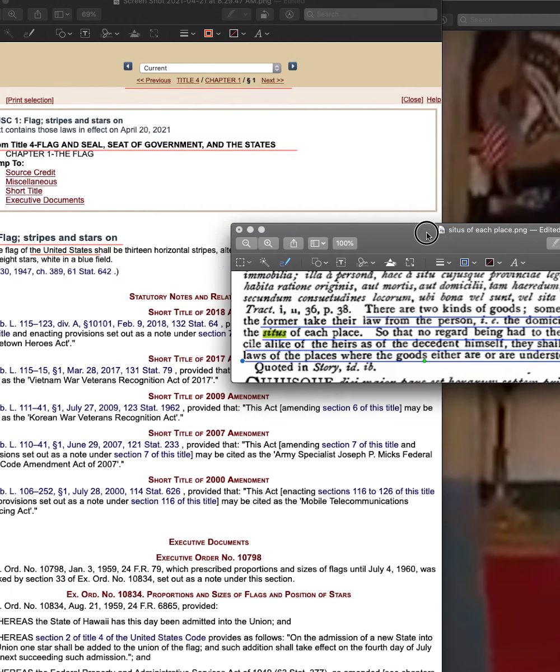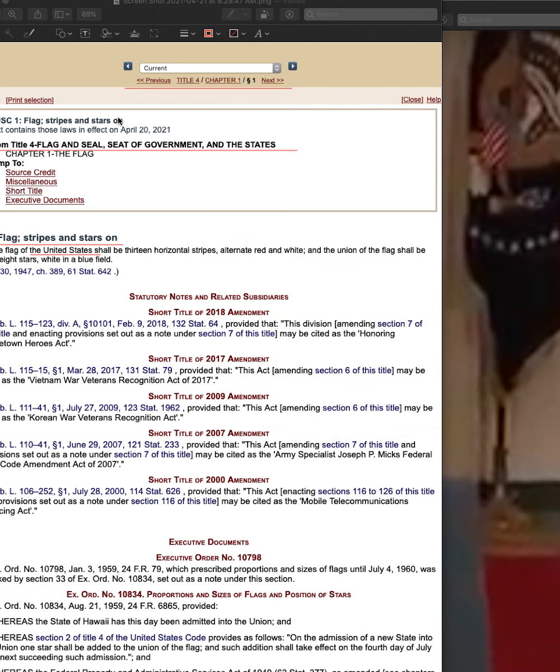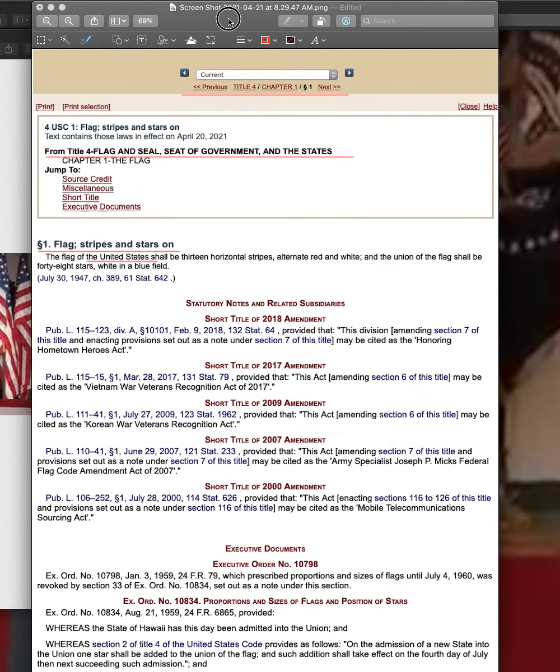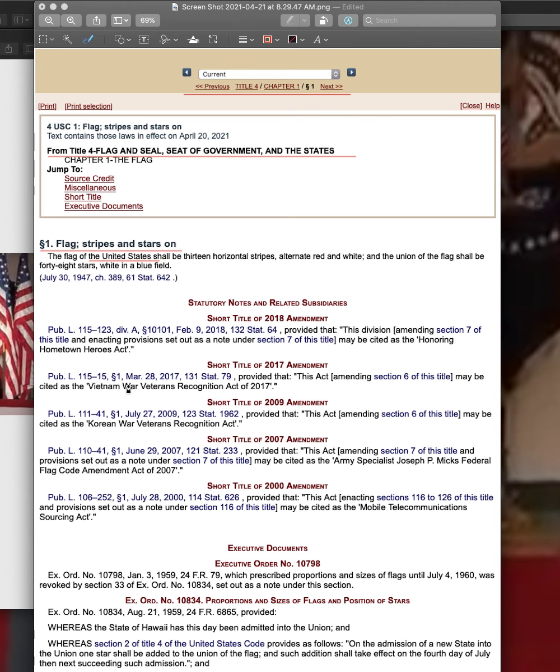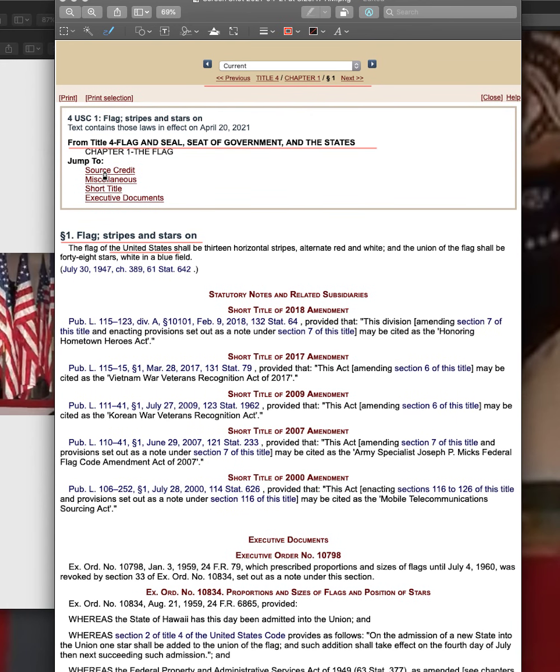If you look on a county appraisal district, you might have to dig around, but sometimes you can find CITIS, and then it'll have the various addresses of that property, which would be using the federal designation for state, like for Texas, it's TX, or the zip code. Okay, and I'm talking about flags today, but you have to understand the state. So under Title IV, Chapter 1, Section 1, we see flag and seal, seat of government, and the states.